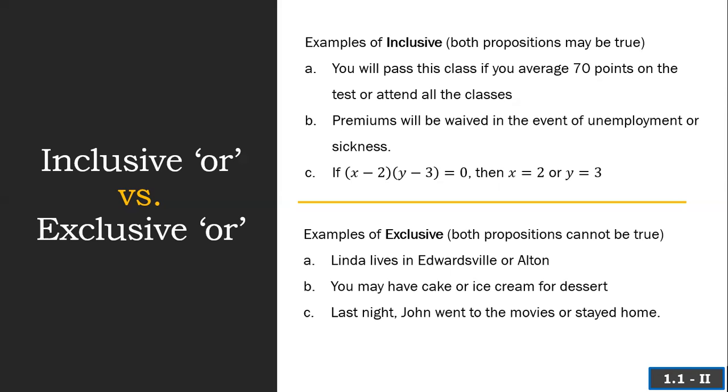Now, say I just said something to you like Linda lives in Edwardsville or Alton. By default, you understood that to mean Linda can live in Edwardsville, she can live in Alton, but it's not possible for her to live in both. You may have cake or ice cream. Right? If the waiter says that to you, you take that to mean, oh, I don't get both, both is not an option here. Last night, John went to the movies or stayed home. Again, it's not possible for John to have done both of those.